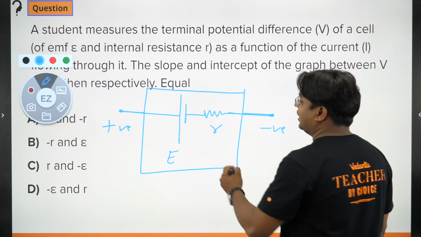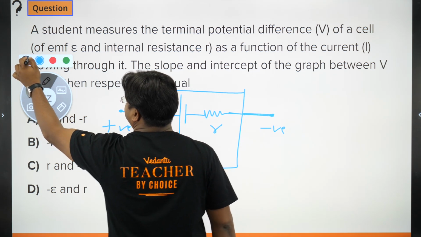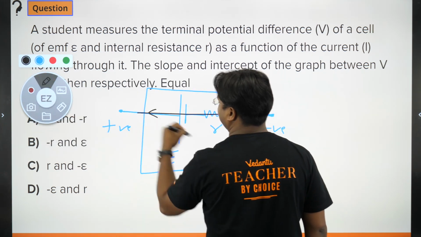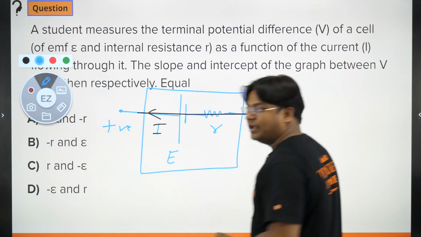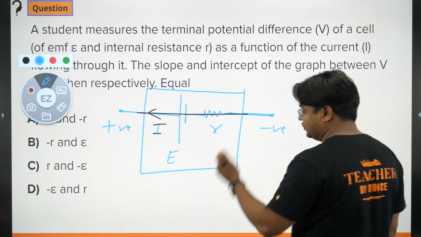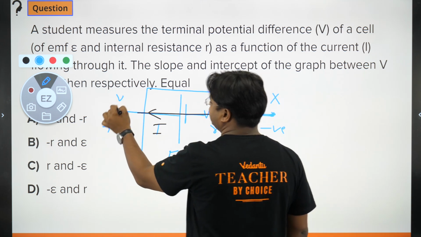Let's see how. Let's assume that current is flowing in this battery like this. Let this current be I. Now if I go by Kirchhoff's loop rule, let me start from here. Let me call this point X and this point Y.